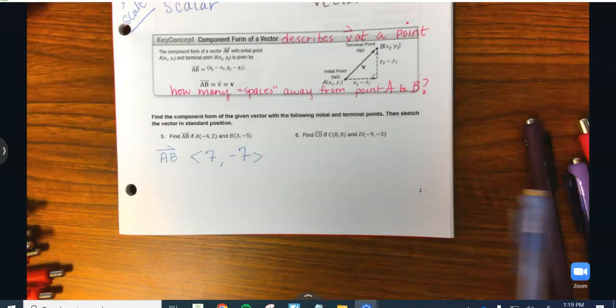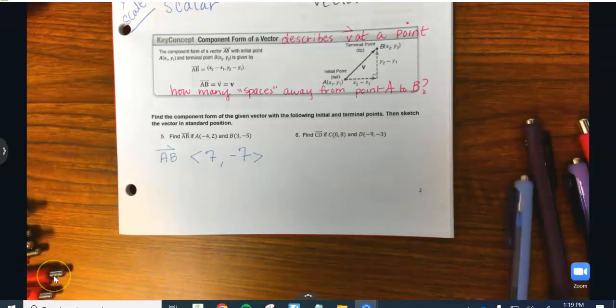Look at the -7. Where'd the -7 come from? That's how many spaces the y coordinates moved. The y coordinate started at a 2 and then it moved all the way down to -5. That is a total of -7 movements. It's negative because it went down in the negative direction.